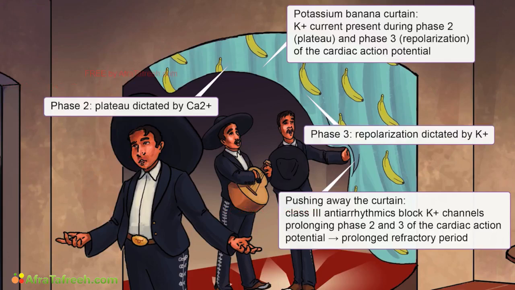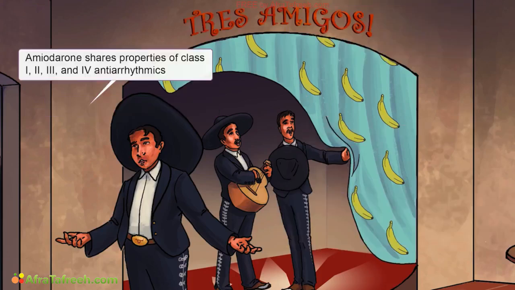Blocking potassium current prolongs Phase 2 and Phase 3 of the action potential, and hence the length of the refractory period. However, amiodarone is different than the other Class 3 antiarrhythmics. Besides blocking potassium channels, it also blocks inactivated sodium channels, kind of like Class 1 antiarrhythmics. Amiodarone also has weak beta adrenergic and calcium channel blocking effects, similar to Class 2 and 4 antiarrhythmics.